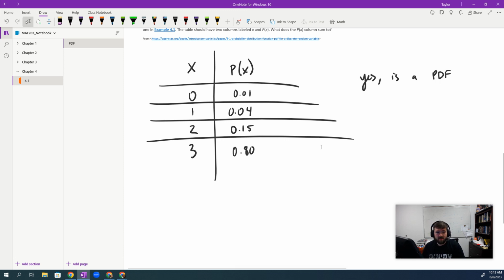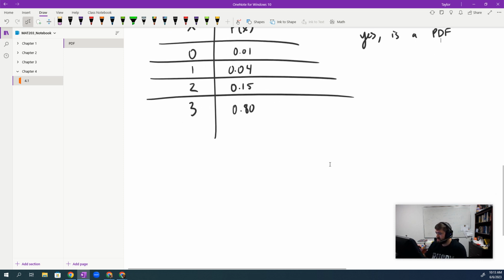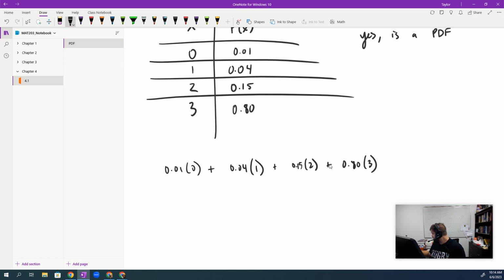Now, a little sneak preview of what we're going to see in the next section. On a randomly selected week, how often can we expect Nancy to go to class? Well, we do it like this. 0.01 probability she goes 0 days, plus 0.04 probability she goes 1 time, 0.15 probability she goes 2 times, and 0.8 probability she goes 3 times. So we're going to multiply these and add them all up, and we're going to get an expected value for Nancy's attendance.